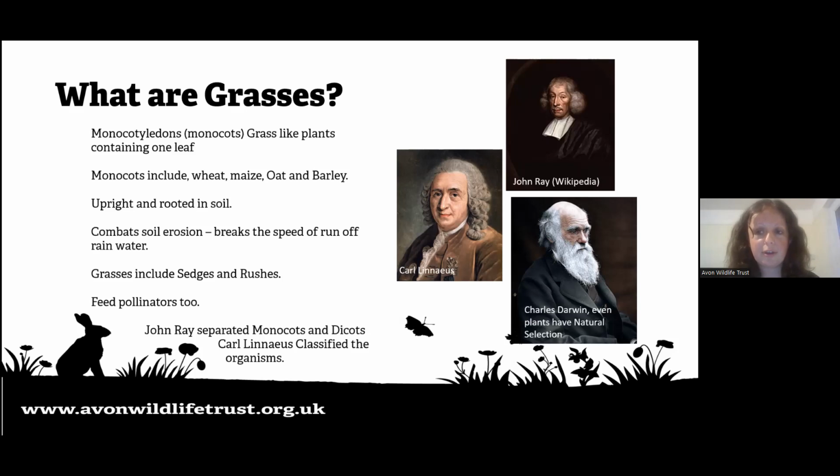Having grass in the soil helps combat soil erosion and slows the speed of water runoff. Grasses contain sedges and rushes, and they also feed pollinators. Carl Linnaeus classified organisms, and then Charles Darwin actually proved that plants also have natural selection properties too.